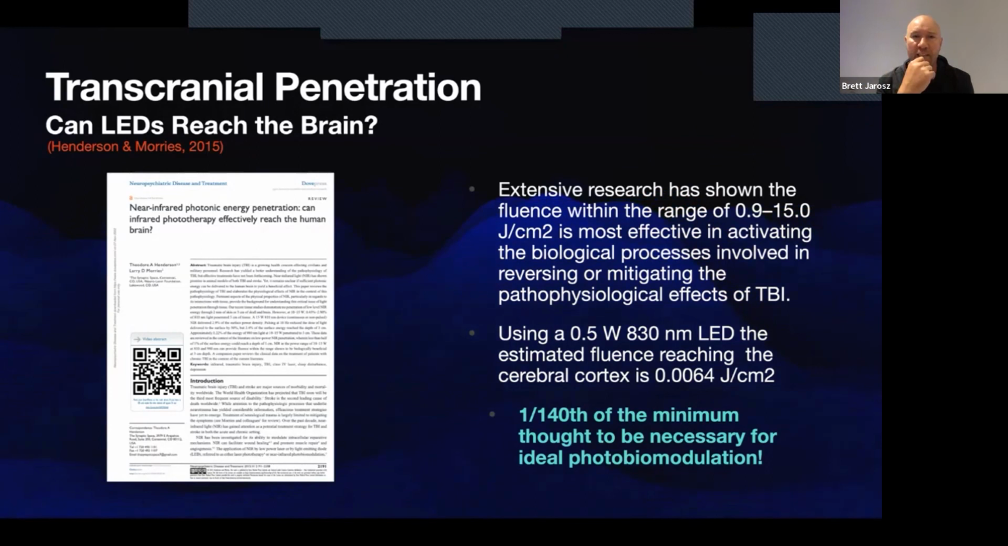So when we're looking at brain-based studies, we know that we need to be getting, say, 1 to 15 joules per centimeter squared. 15 is the absolute upper limit. When we look at a lot of the research, 10 really starts being the cutoff, but obviously in this research, 15 is your cutoff. But I'm going to suggest to you guys 10 based on a lot of other research. And they show that using a 0.5 watt infrared LED, the estimated energy reaching the cerebral cortex is 0.0064 joules per centimeter squared, which is 1/140th of the minimum thought to be necessary for ideal photobiomodulation. So if we're going to use tools, we want to use tools that we know have the evidence to create the therapeutic effects that they say they're going to.